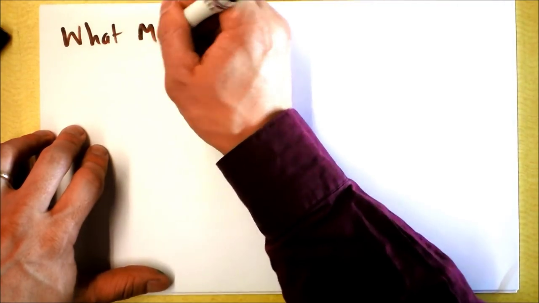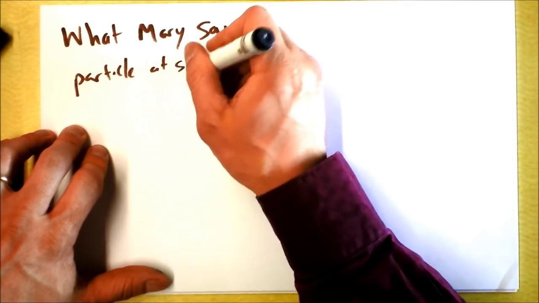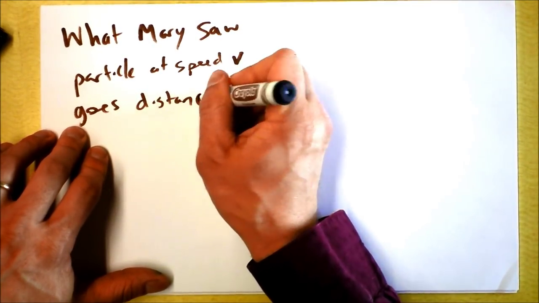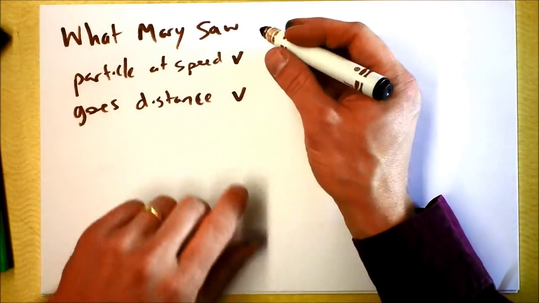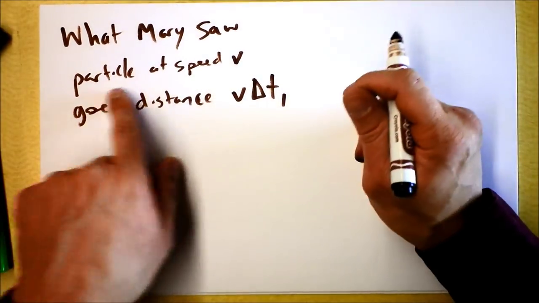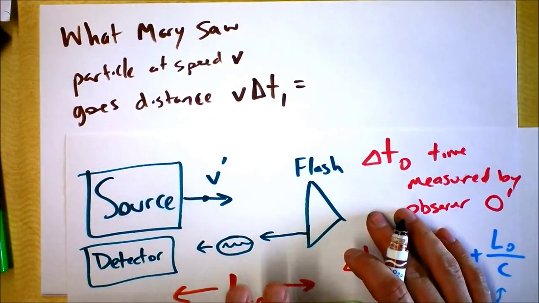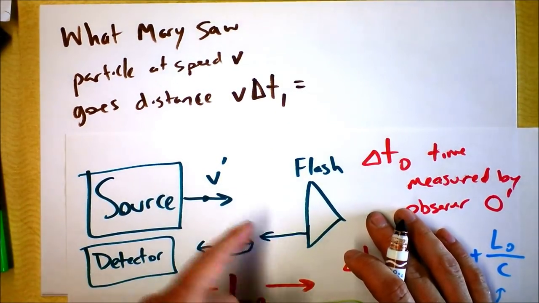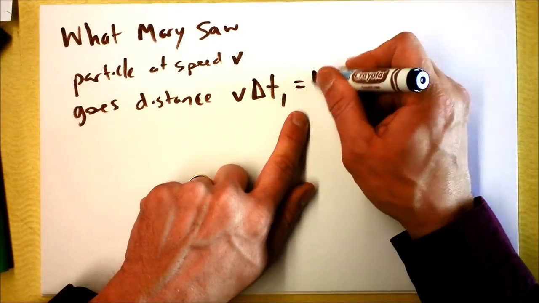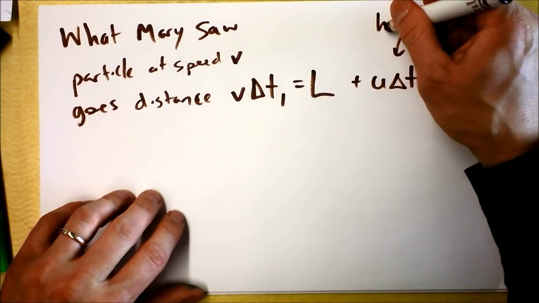What Mary saw: particle at speed V goes distance V, well, let's see, it's going to be V times delta T1. That would be the amount of time that she sees it moving, right? But V times delta T1 is how far the particle has gone. This is according to Mary, right? So she's going this way and she sees the particle having to go much farther because the flash is getting farther and farther to the right. So that's going to be a distance L plus U times delta T1. This is how far the flash moved.